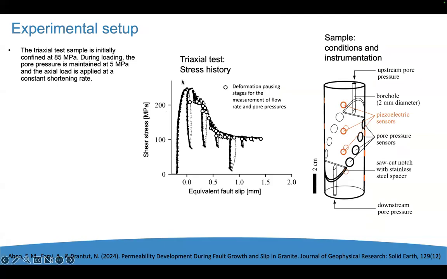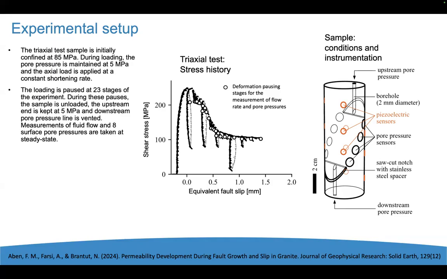So you can see here the shear stress against equivalent fault slip, which you can also see as the vertical displacement of the vertical confinement punch. And this triaxial experiment is paused at 23 stages. During these 23 stages, we run a flow test. What's a flow test? Basically, here is our sample. We apply a differential pore pressure at the top and the bottom of the sample so that the fluid is forced to flow from the top to the bottom.